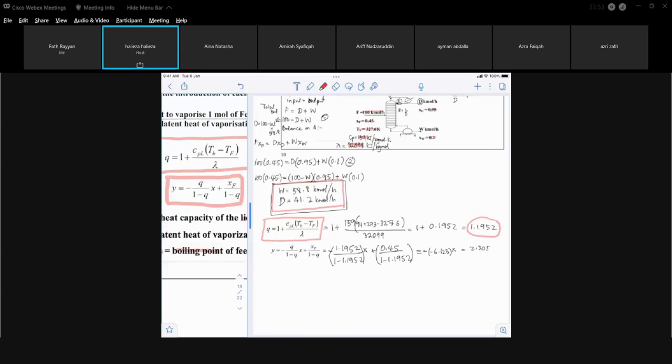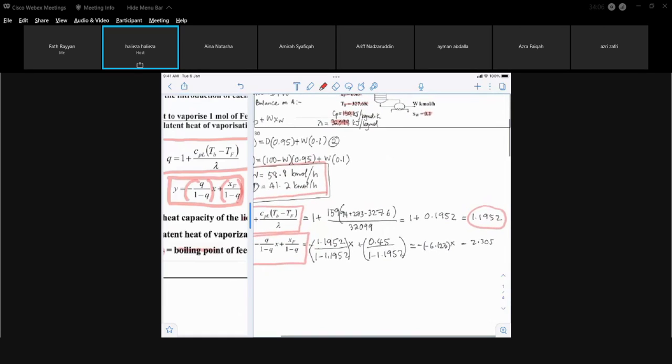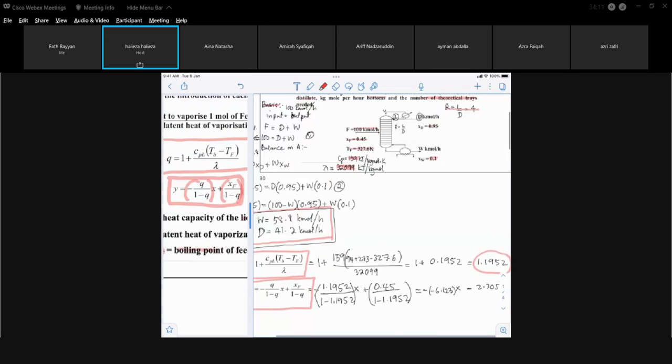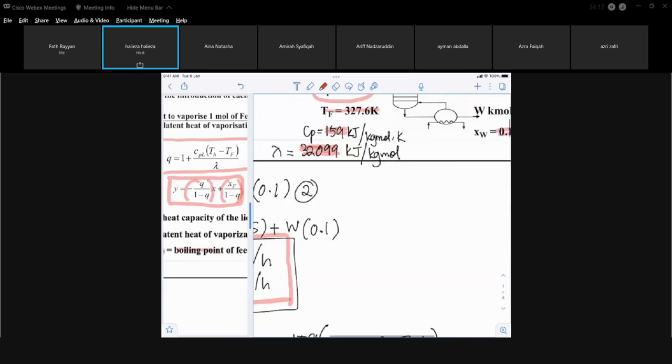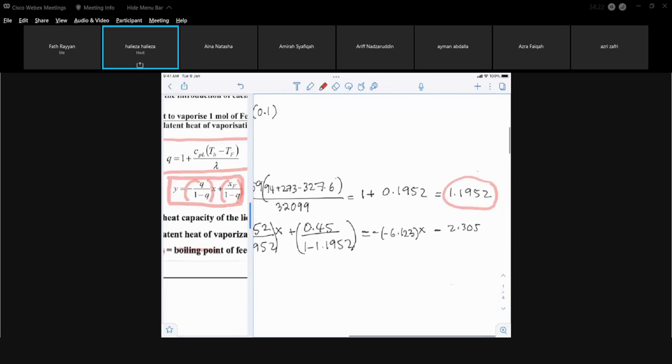So this is your slope, and that is your y-intercept. When we plug in the values for q and the feed composition, the mole fraction of your feed is 0.45, you get the equation in this form. This is the equation of your q line. This is your slope, and that is your y-intercept.